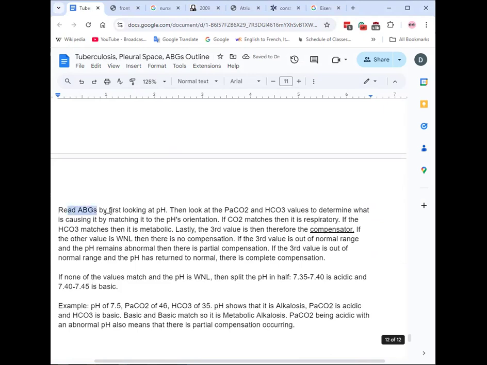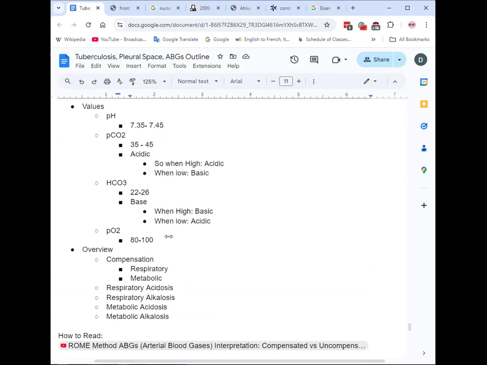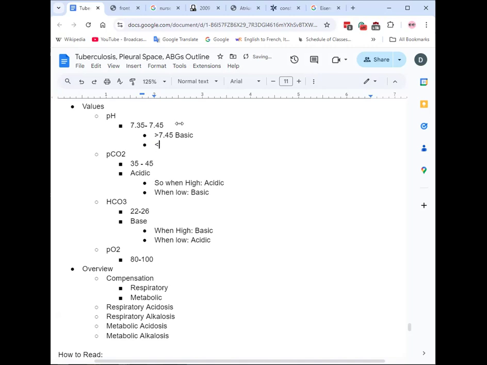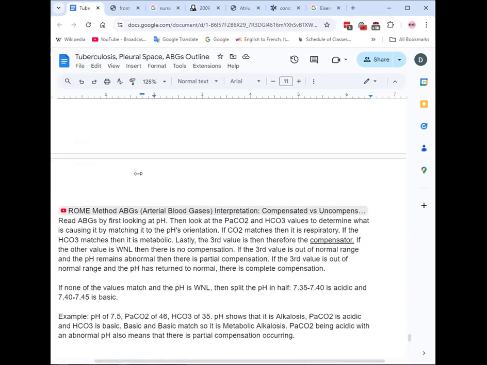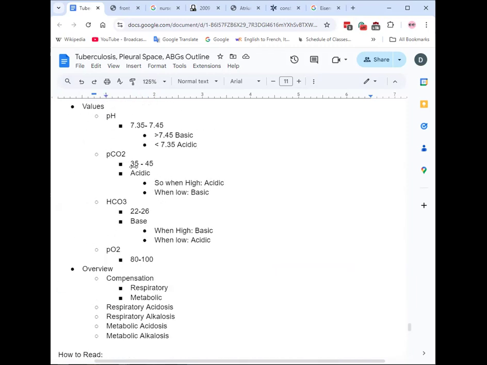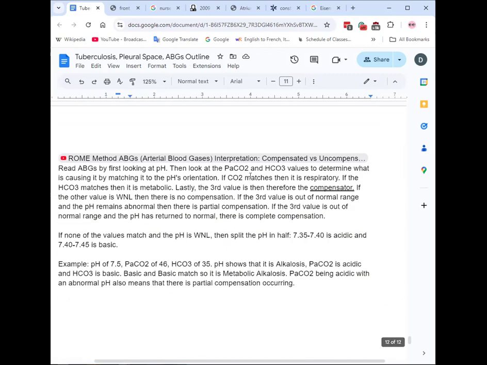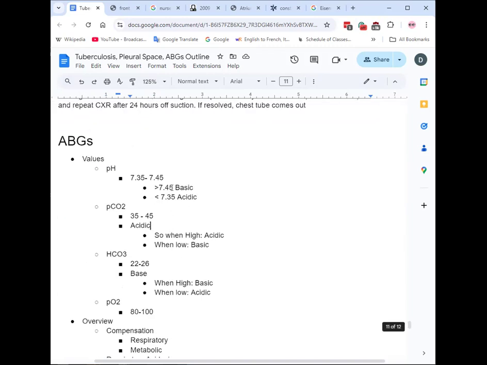Otherwise, the way I do it is I look at the pH first and determine if it's acidic or basic. Remember that above 7.45 is basic, below 7.35 is acidic. So I determine that first, and then I look at the next value and determine if it's basic or acidic. CO2 is acidic and representative of respiratory issues, while bicarbonate is a base and representative of metabolic issues.